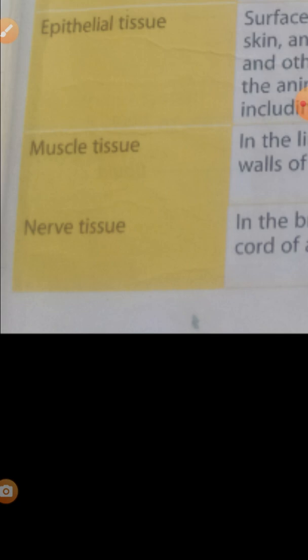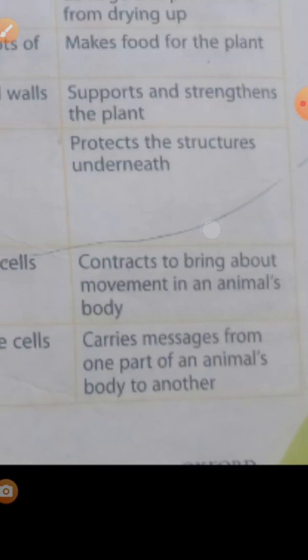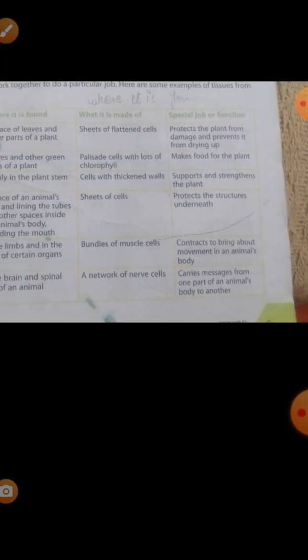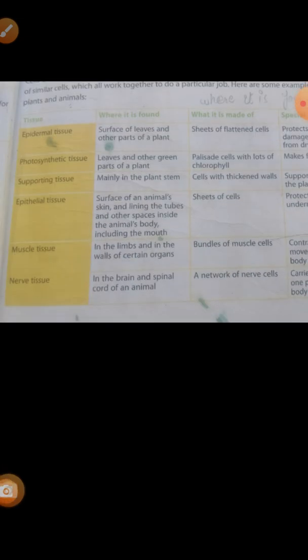Nerve tissues, what are they? They are found in the brain and spinal cord of an animal, and they are made up of a network of nerve cells, and they carry messages from one part of an animal's body to another. So this was our topic of this week. Hope you understand. Now what will you do in your copies?